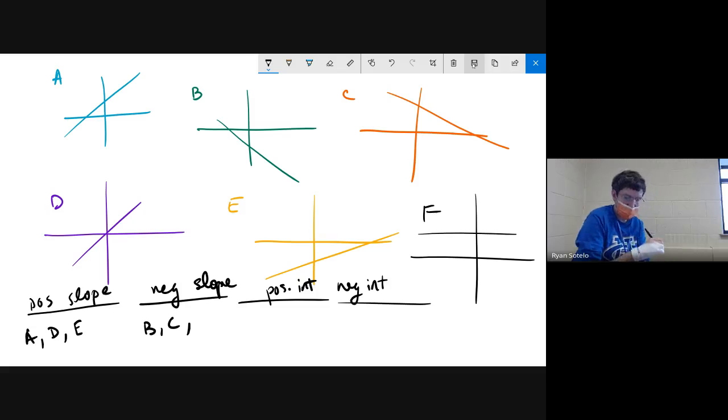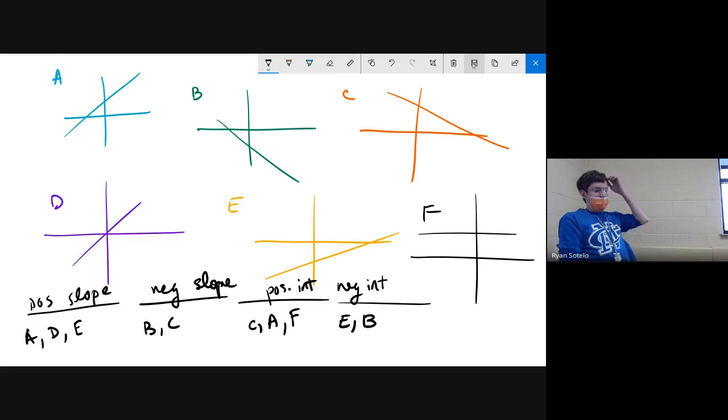Yeah. What about positive y-intercept? That might be a stupid question, but the y is the one that goes up and down. Yes. Positive y, C. D? Not D. A, yeah. What about F? Oh, yeah. How about negative y-intercept? E. Yes. That's it? Yeah. Which one has a zero slope? F. Yeah, good.